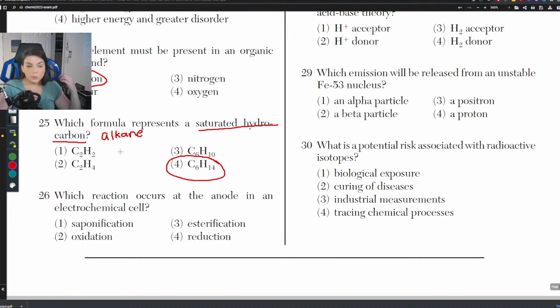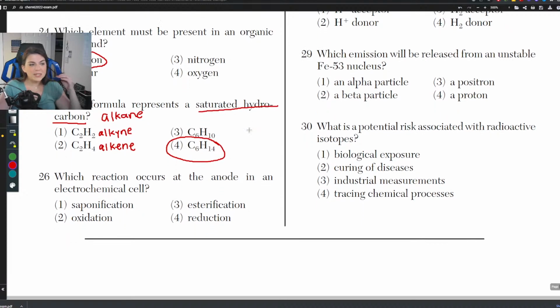C2H2 would be triple bonded. That would have to be an alkyne. C2H4 would be an alkene, because it has to have a double bond. Don't believe me, draw it. And C6H10, 2 double bonds in there, I think. I'm not drawing it. We're just going to say there's 2 double bonds in there. You can draw it and tell me. It's not the right answer. We're not spending time with it.